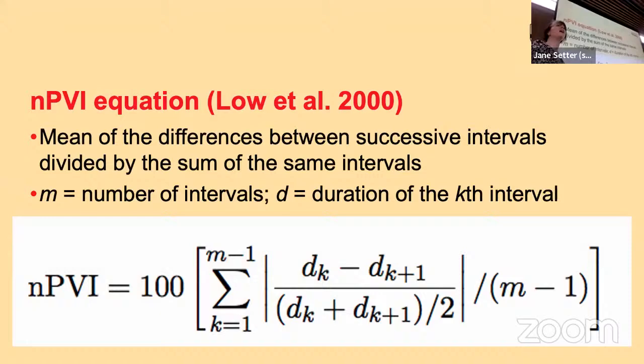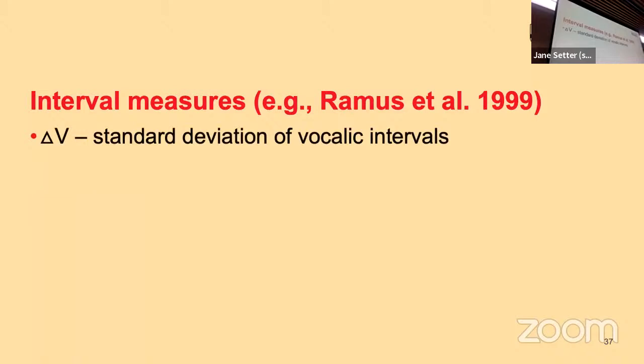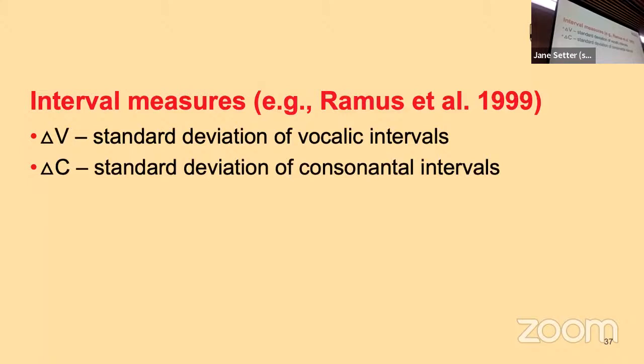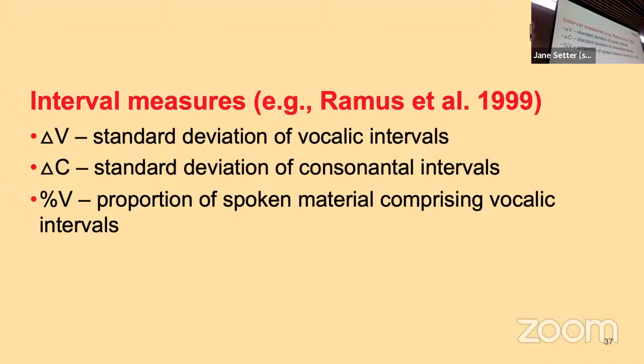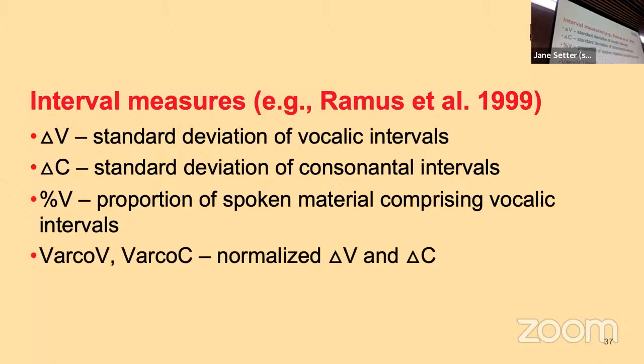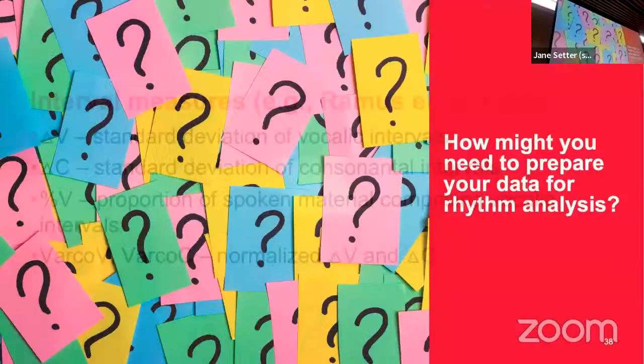I was very happy about that. Okay, so interval measures. So we've got the standard deviation of vocalic intervals or consonantal intervals. And then we've got the proportion of spoken material comprising the vocalic intervals. So these are all things that have also been measured. And then we've got the normalized versions of these two, the Varco V and the Varco C. And again, there are things available that allow you to put your data in that will generate this for you. So you don't have to worry.